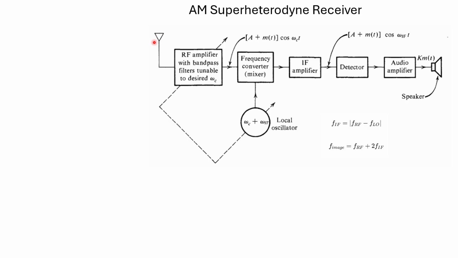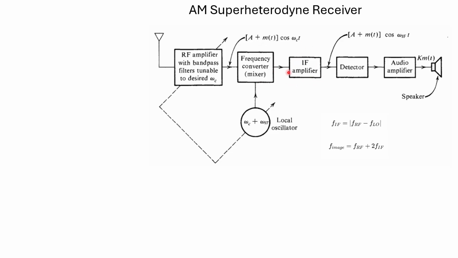So here is your antenna which will detect your information, or the modulated signal which you have transmitted through an antenna. And now this is your RF amplifier with a band pass filter tunable to the desired omega c. This is one type of filter which will detect the information having frequencies in the range of omega c, right? RF amplifier. And then after detecting, you can create with the help of the local oscillator.